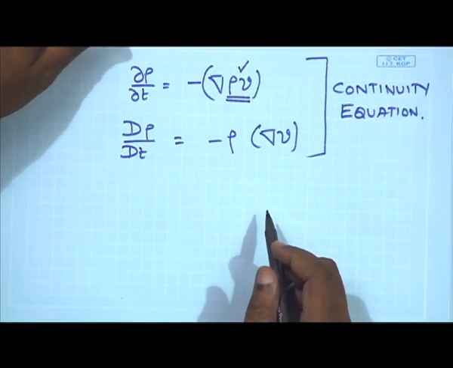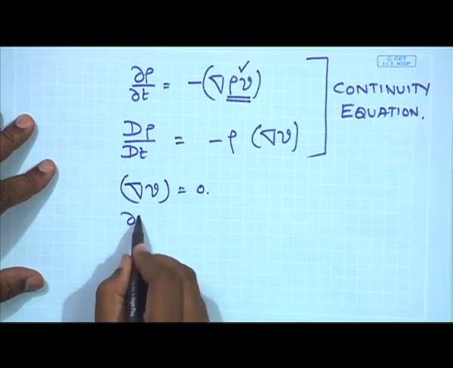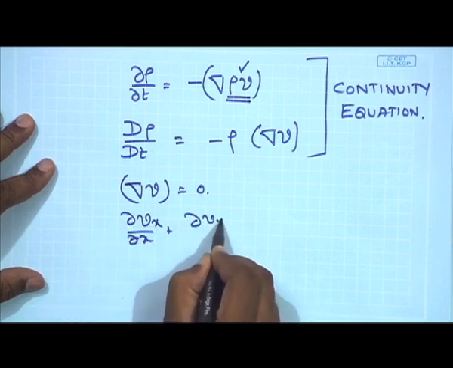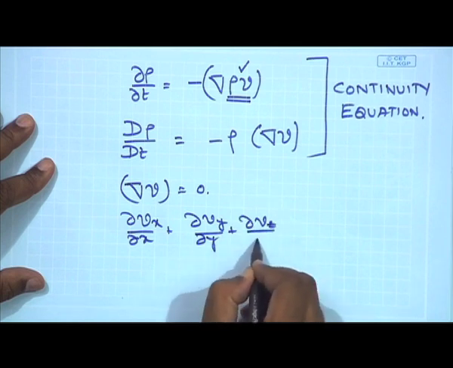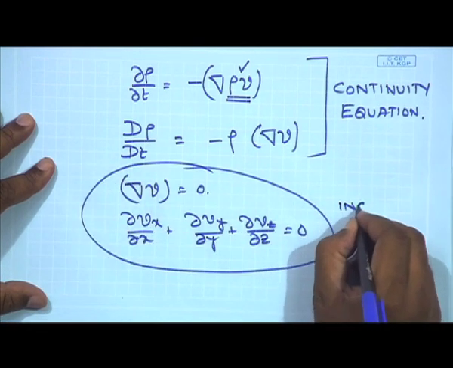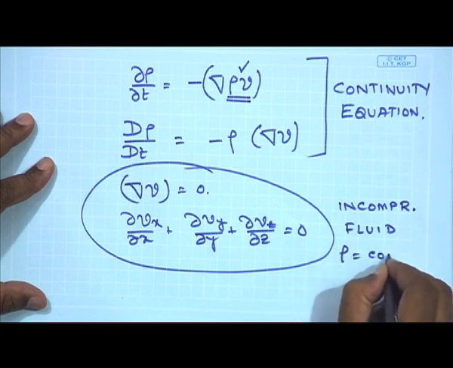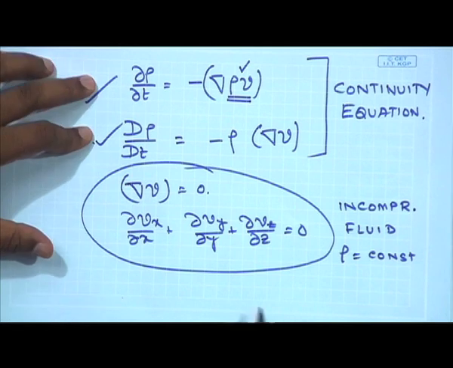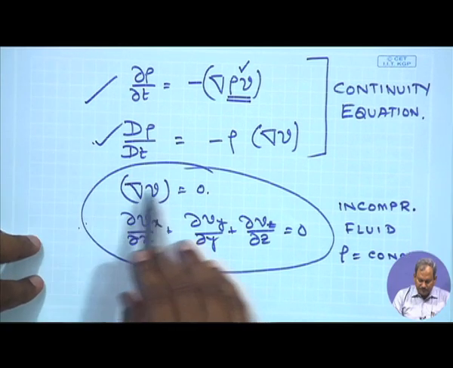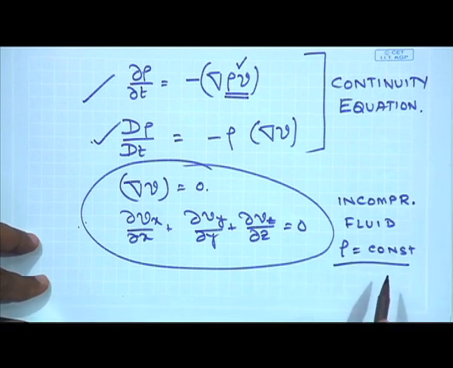So, if the density is constant, if it is an incompressible fluid, then if you look at this expression, it would simply give you del dot v equal to 0, or in other words del Vx del x plus del Vy del y plus del Vz del z equal to 0. This is the form of the continuity equation for an incompressible fluid, which is rho being a constant. So, these two equations are equivalent. This is a special form of the equation of continuity when you do not have any variation of rho with any of the independent variables present in the system.